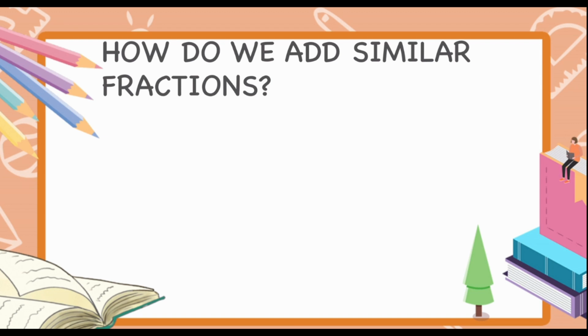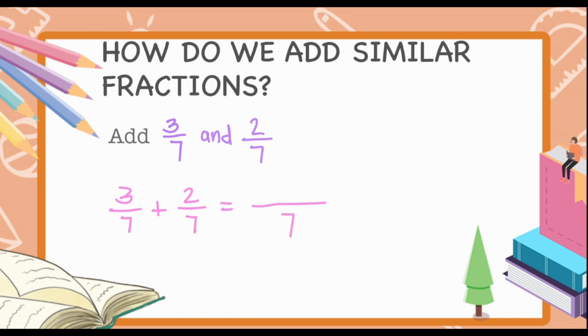Okay, so let us try this example. Add 3 over 7 and 2 over 7. So first thing that you're going to do is, syempre, write the problem. Okay, so 3 over 7 plus 2 over 7. Okay, next is you have to copy the denominator since they have the same denominator, which is 7. Now, you have to add the numerator. So, we will have 3 plus 2.